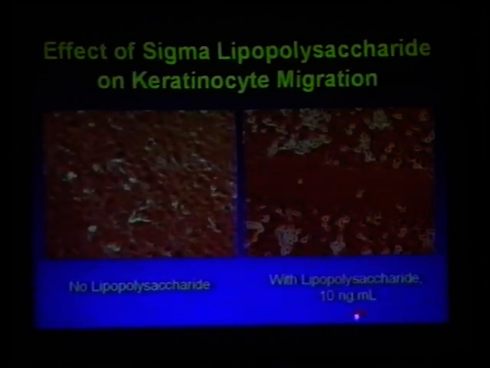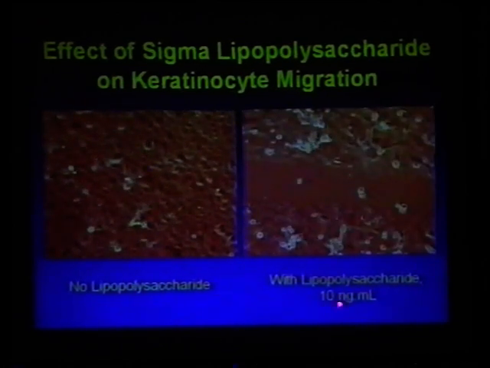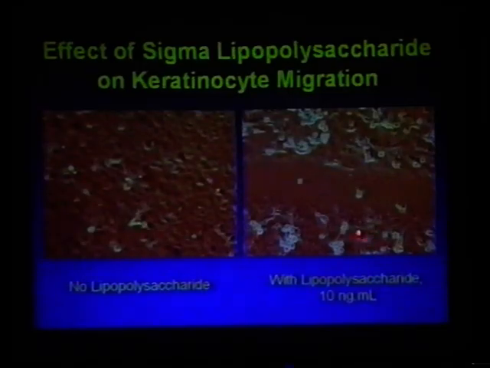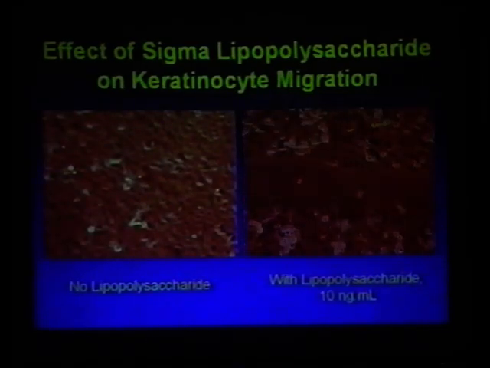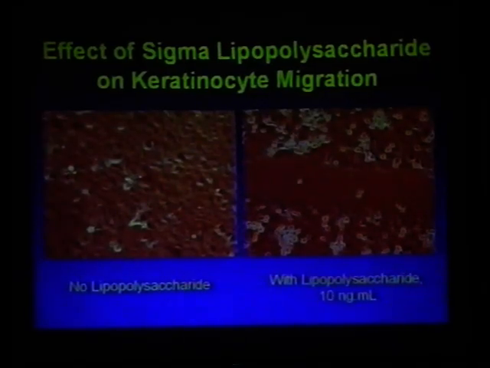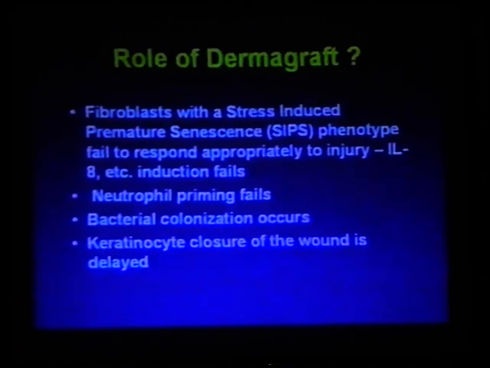If we add lipopolysaccharide, which is a bacterial product, you can, if you're close enough, see that these cells are actually doing things. They're putting out pseudopods and jumping around and one thing and another, but they are not moving. So the bacterial products will just stop keratinocyte migration dead in its tracks. And we've been able to show there's a dose response to this, and that the keratinocytes are detecting the bacterial products through toll-like receptors TLR2 and TLR4.